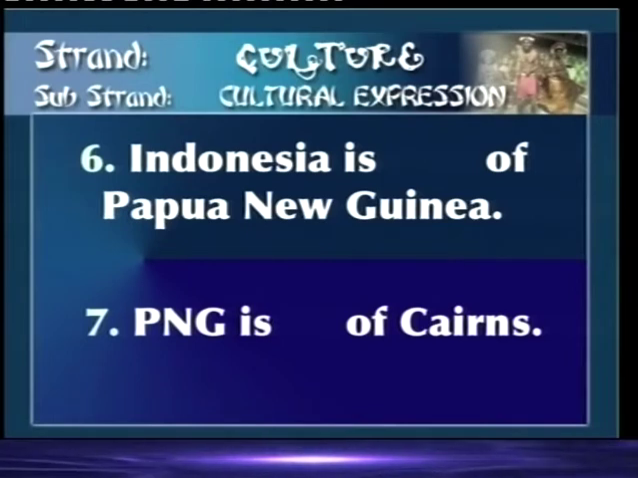Okay, for these two last ones, you fill in the blanks. Indonesia is something of Papua New Guinea, the direction. PNG is something of Cairns. So if you have your primary school atlas there, you can look at the map.